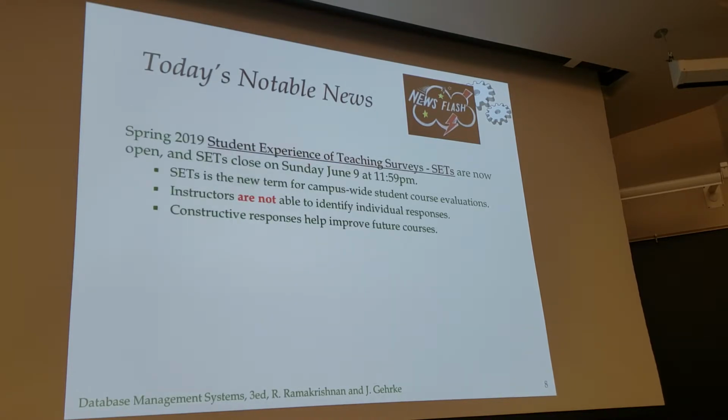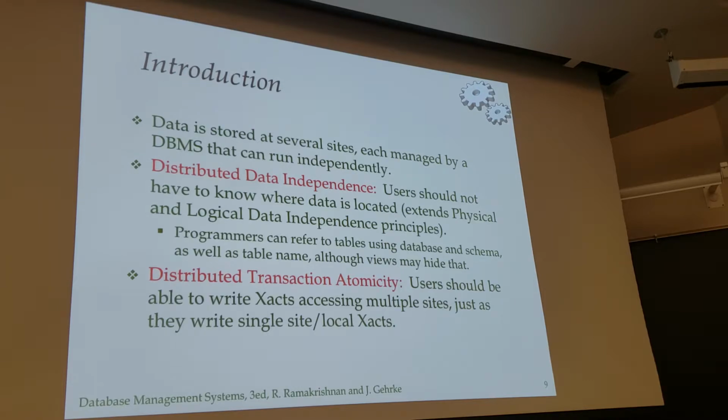And of course, there are these evaluations that are going on, campus-wide things that are now called SETs. That should be a clickable URL, but you should know messages about these things are there. We can never identify individual responses, and the aggregate responses don't get made available until a month after these things close, so it's after grades are in, all the rest of it, and constructive responses can end up helping.